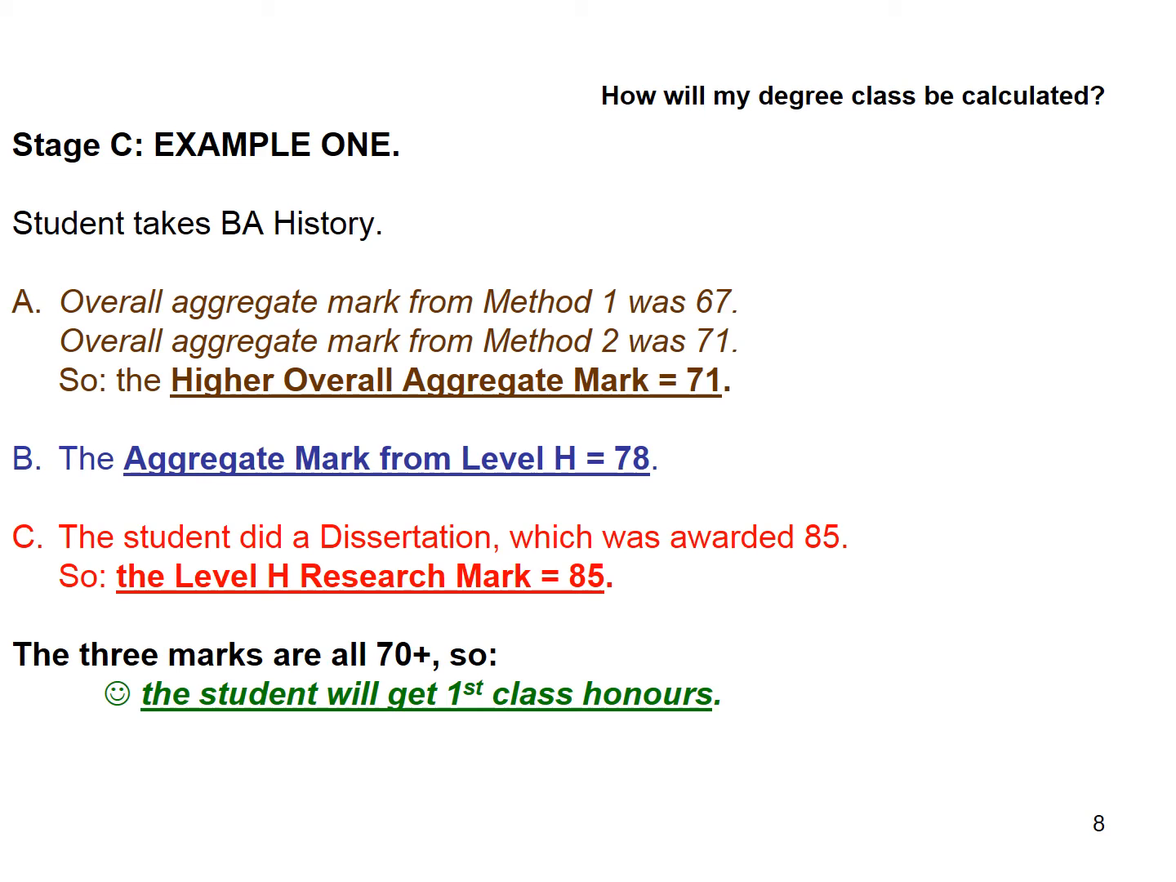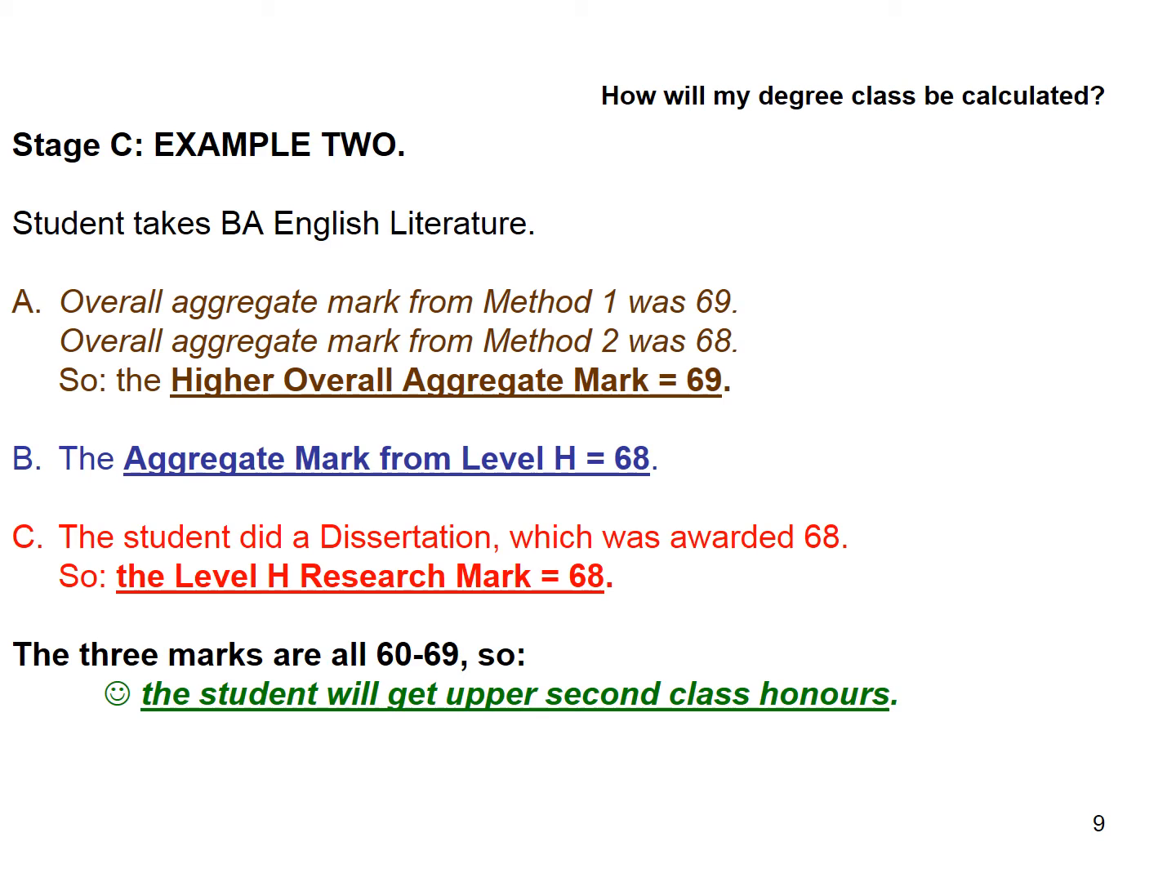This student's aggregate mark from level H is 78. And the student did a dissertation and that was awarded 85. So the level H research mark is 85. Now all 3 marks, 71, 78 and 85 are all above 70. So this student will get a first class honours degree.